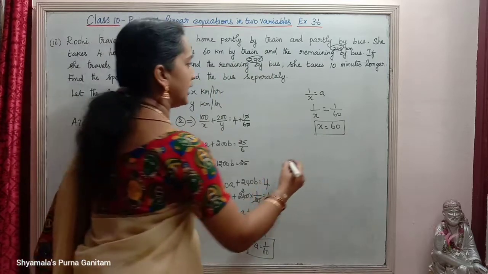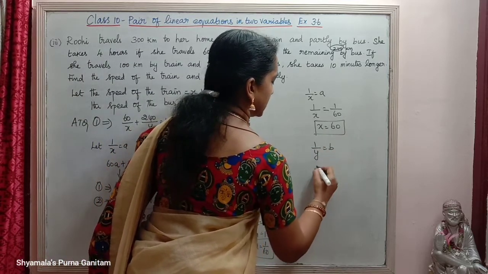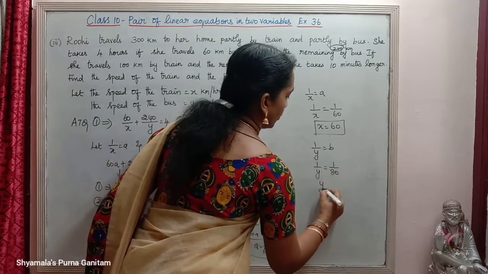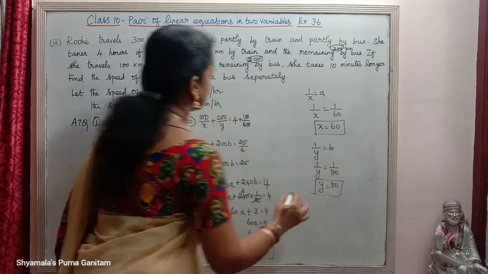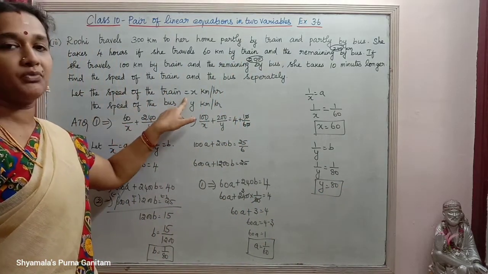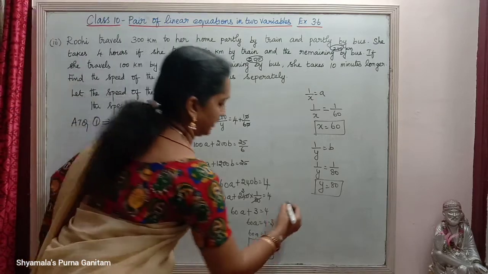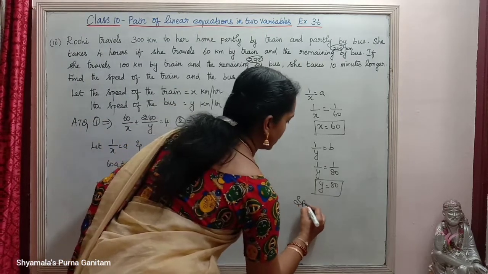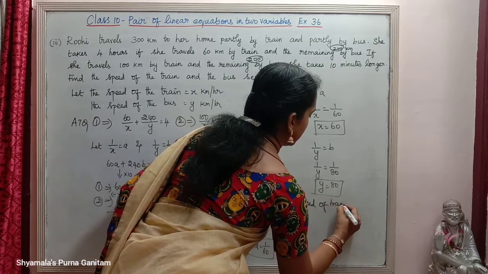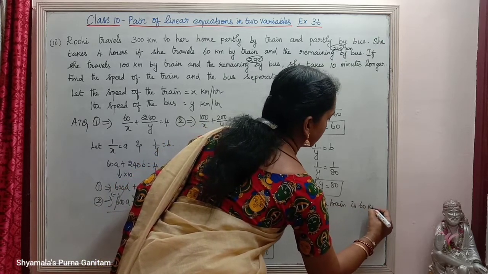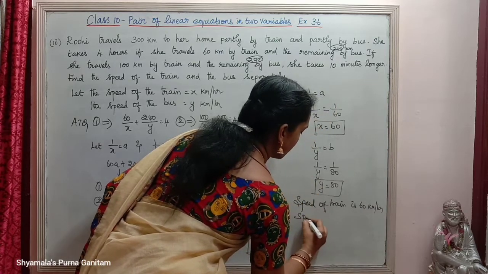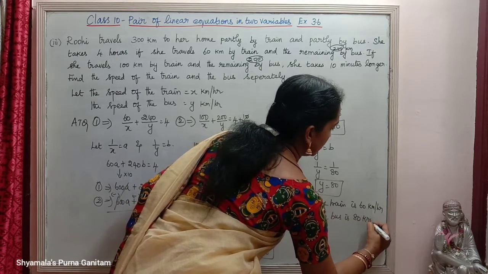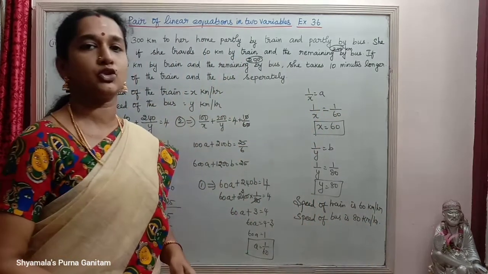Okay. So the same way 1 by Y is equal to B. So 1 by Y is equal to B, we got it as 1 by 80. So Y is equal to 80. So what is the question given? Let the speed of the train be x km per hour. We are asked to find that only. Find the speed of the train and the bus. So speed of train is 60 km per hour and speed of bus is 80 km per hour. This is how it has to be done.